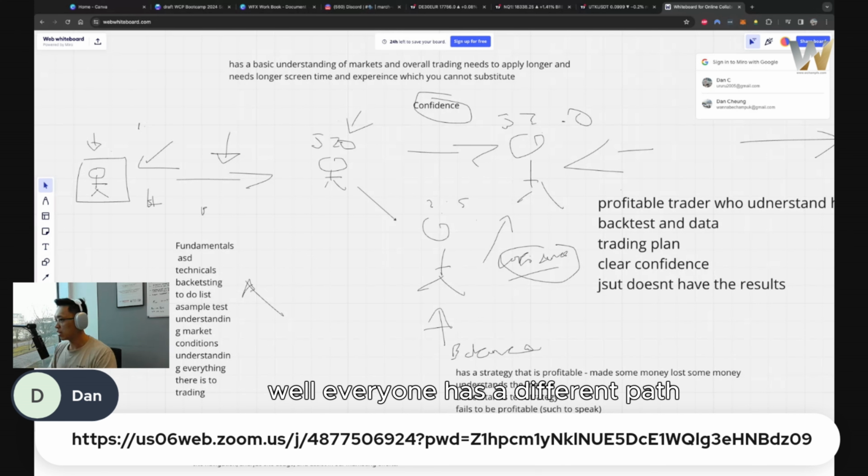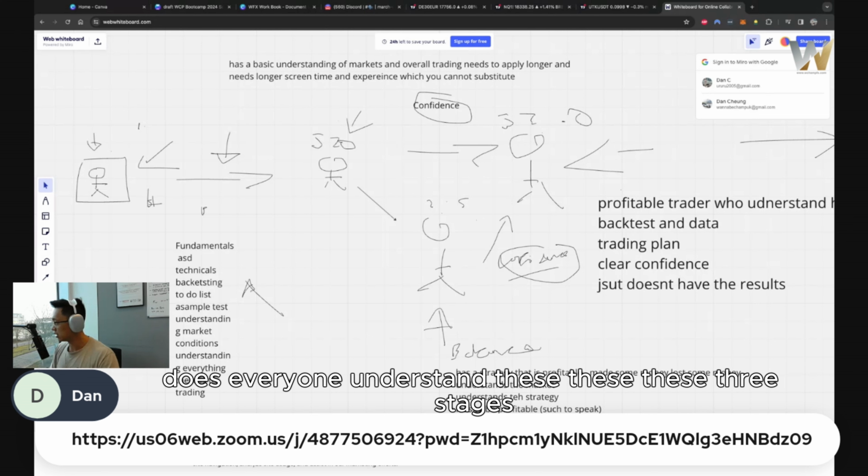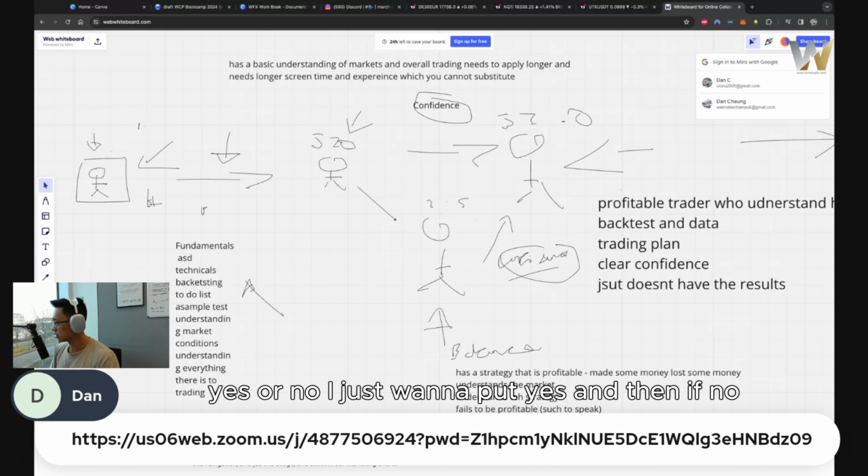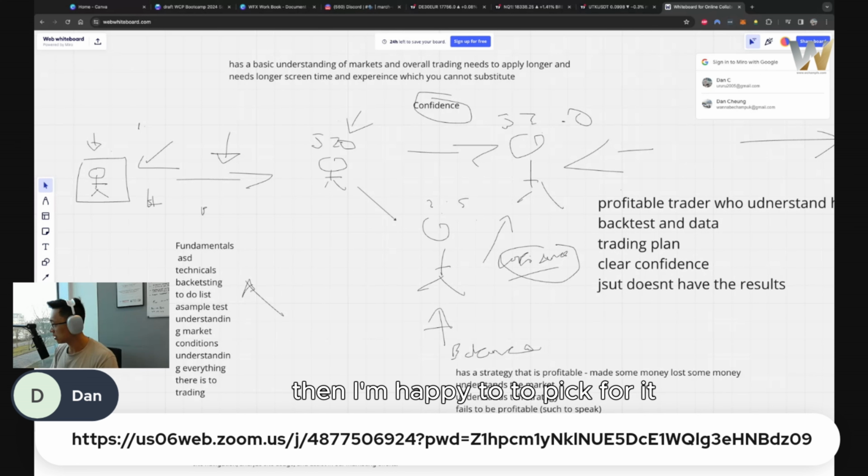Now, everyone has a different path. It doesn't matter. But does everyone understand these three stages? Yes or no? Put yes, and if no, then I'm happy to go over it. Now, what I want to do is a little show of hands. Which one are you? Are you a 1.0, a 2.0, a 2.5, or a 3.0?